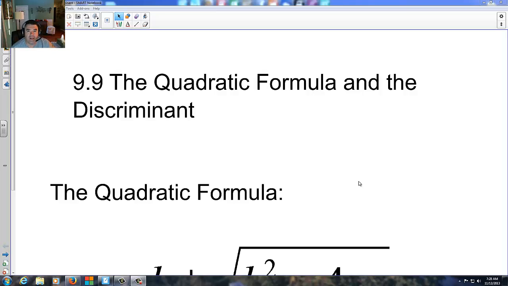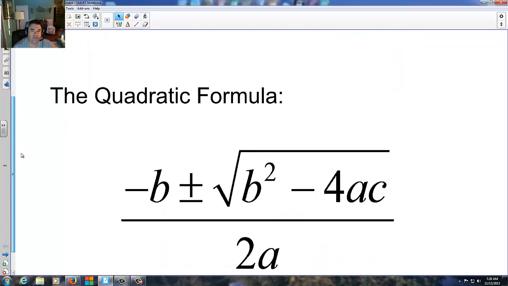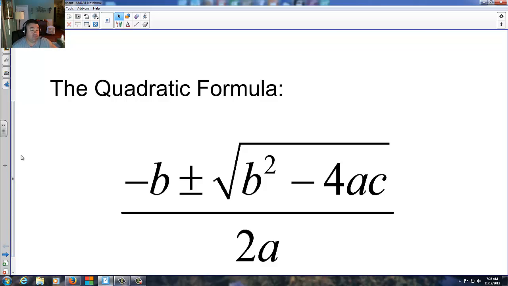Today, 9.9 The Quadratic Formula and the Discriminant. The Quadratic Formula. In the past I've had students write this down 25, 50, 75, even 100 times because it's just something you have to memorize. There's no easy way, there's no quick formula. The Quadratic Formula is negative b plus or minus the square root of b squared minus 4ac all over 2a.